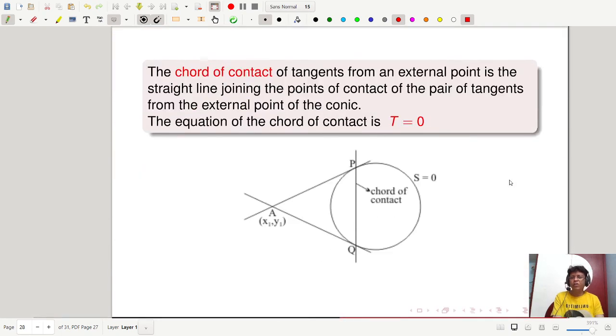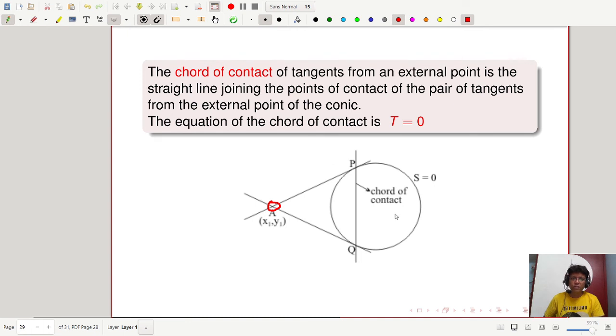Now I will define the chord of contact. You have learned that if this is the external point A(x1, y1), then P and Q are the points of contact of the tangents to the conic. If you join PQ, this is called the chord of contact, right? And we can show that the chord of contact is given by T equal to 0. That can be proved also.